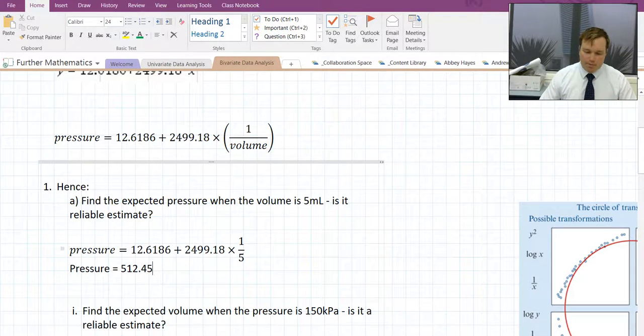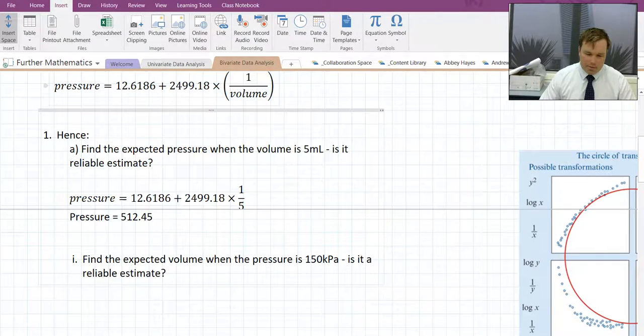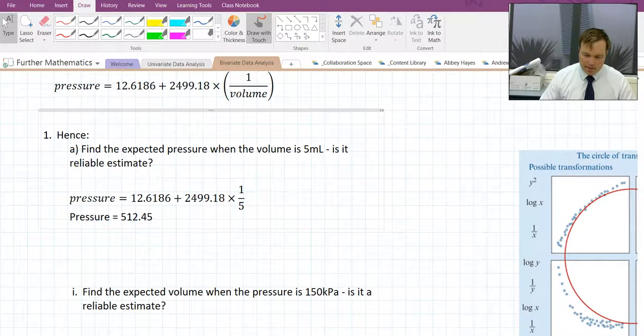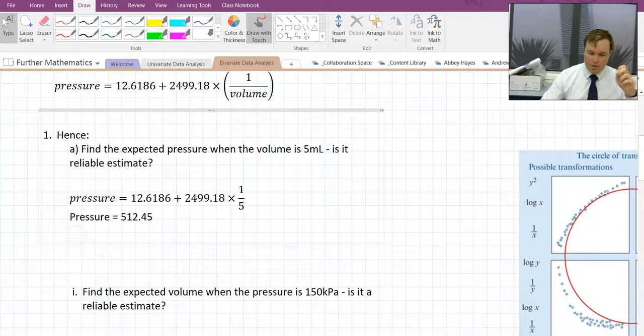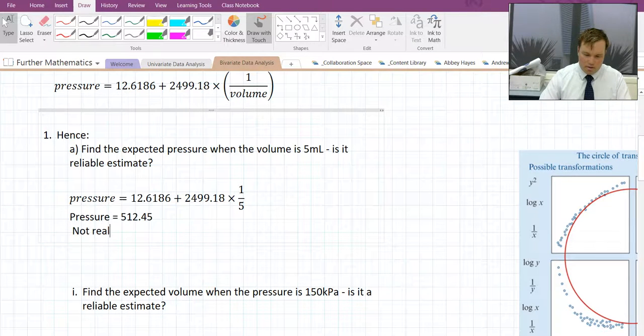Now, considering whether this is reasonable or not, we need to use one of two keywords. So let's go back and look at the original data. Original data would be pressure versus volume. And we're asked for what will the pressure be when the volume is 5 mils. Now, volume here is 12, so we're asking for volume at 5 mils, which is off the graph here. Well, it's not off the graph, it's hidden in here, but either way, it's beyond the data. So we would say not reliable, and this is a word you must use: extrapolation.